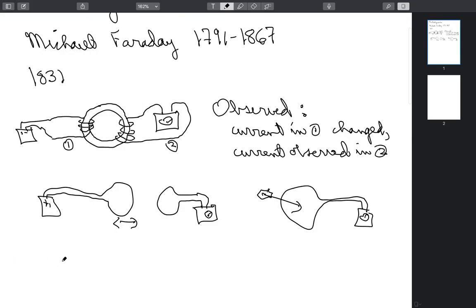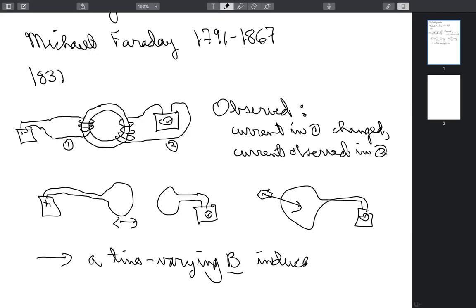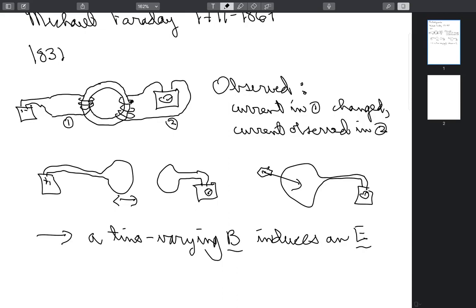So his statement is that a time-varying magnetic field induces an electric field. Yeah, so that's the interpretation that Faraday made. He interpreted the current appearing in the subsidiary loop as being the result of some electric field which was acting along the loop in there, therefore moving charge, therefore creating a current. Okay?